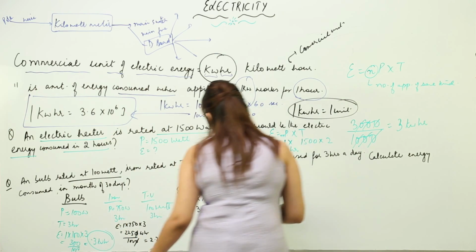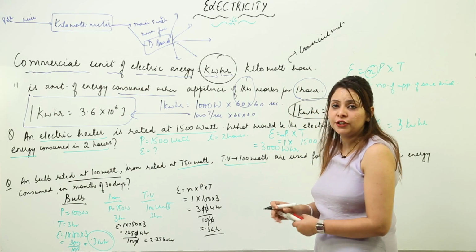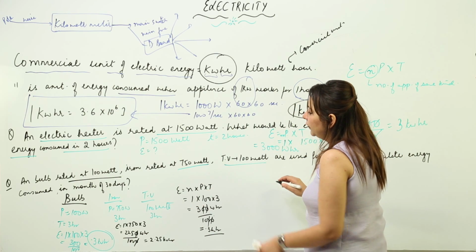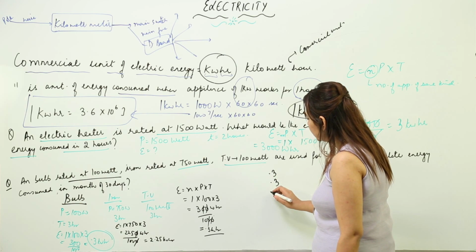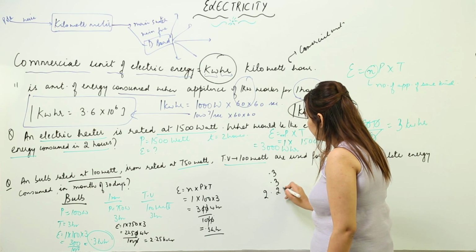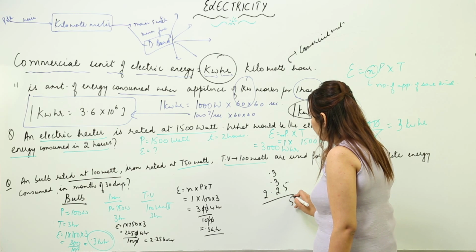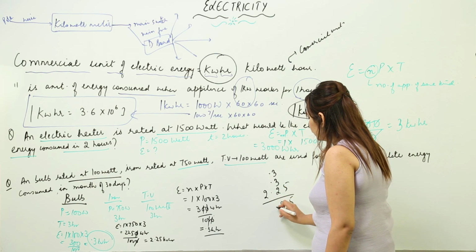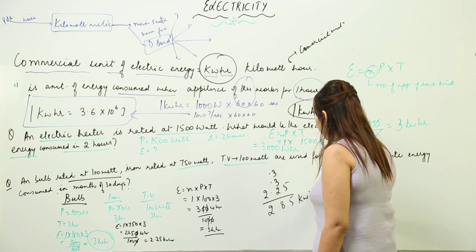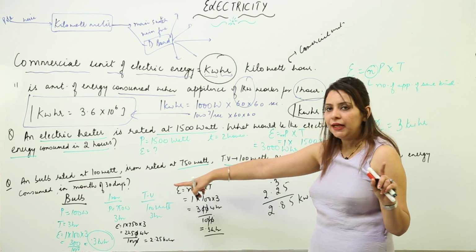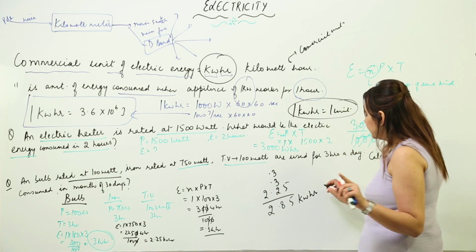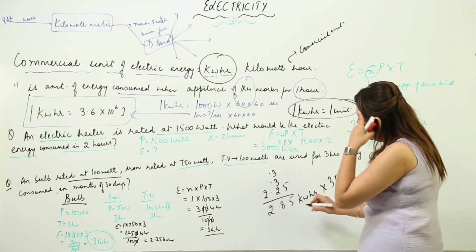If we ask for the total energy consumed in 1 day, we add all 3. So it is 0.3 plus 0.3 plus 2.25, which comes out to 2.85 kilowatt hour, the energy consumed in 1 day. And you have been asked for 30 days. So this is 1 day's energy, and for 30 days you will multiply with 30.